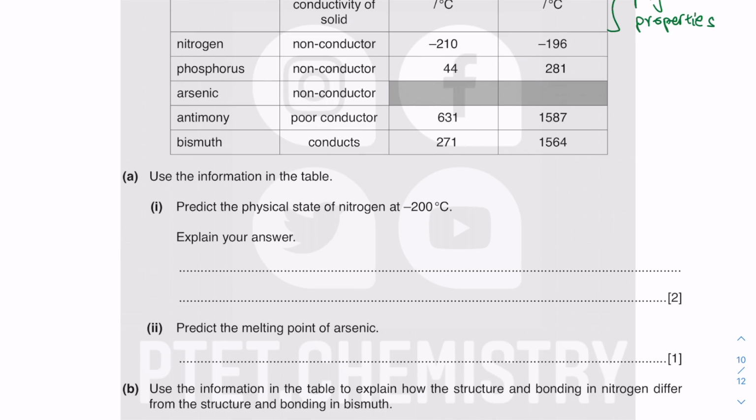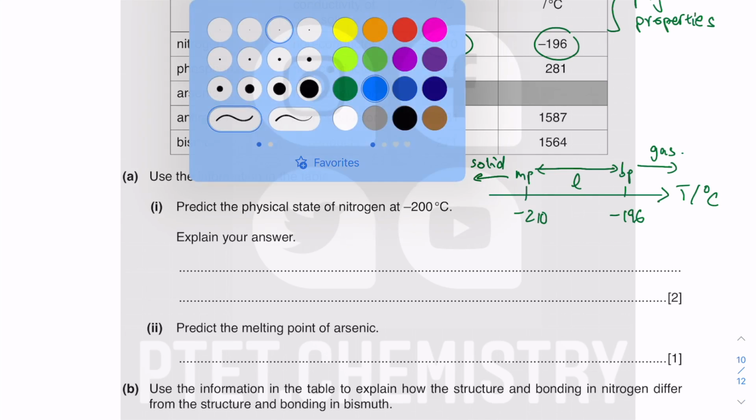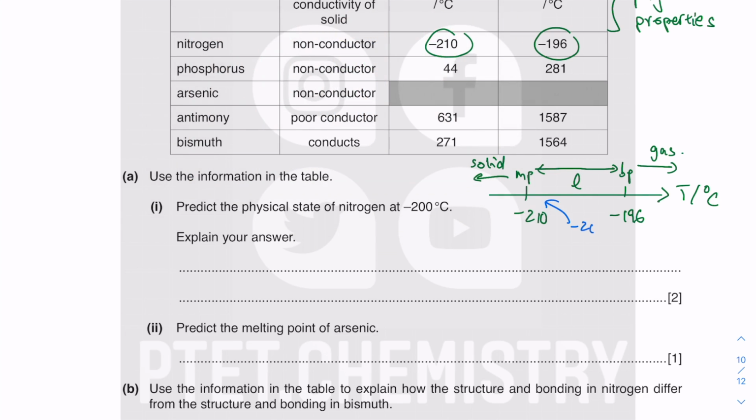Predict the physical state of nitrogen. So nitrogen has a melting point and boiling point like that. So we're going to do something similar to the previous question. So this is minus 210, this is melting point. This is minus 196, this is boiling point. If it is in between the melting point and boiling point, it's liquid. If you have passed the boiling point, you are gas. If you haven't passed the melting point, you must be a solid. So minus 200 degrees Celsius, it's somewhere there. Doesn't need to be super exact, but you know.